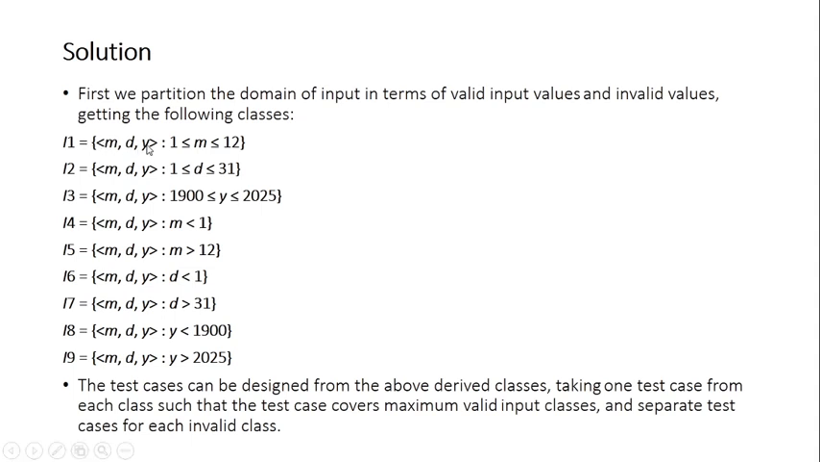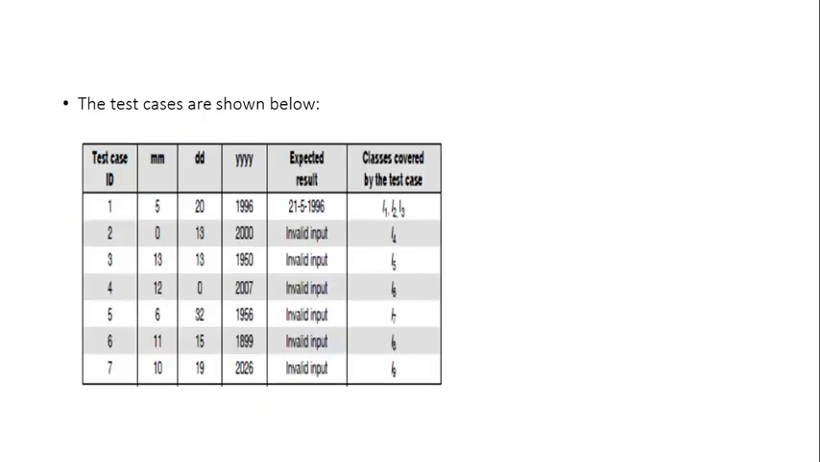So we'll have one class for month, which is a valid class. For date, it is a valid class. For year, a valid class. Other than this, we'll have invalid classes for all the 3. Month less than 1 and month greater than 12 are invalid. For date, less than 1 and greater than 31. For year, less than 1900 and greater than 2025. So ultimately these are the 9 classes, valid as well as invalid, which are identified here. The test cases can be designed from the above derived classes, taking one test case from each class.